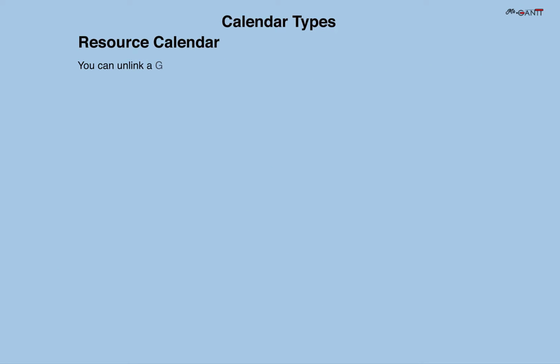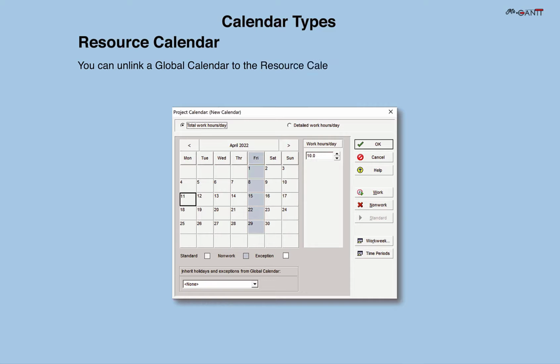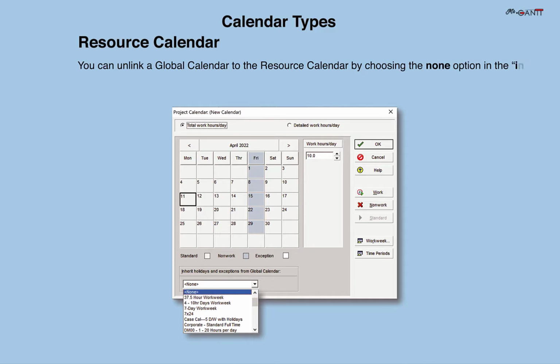You can unlink a global calendar from the resource calendar by choosing None option in the Inherit Holidays and Exception from Global Calendar combo box.